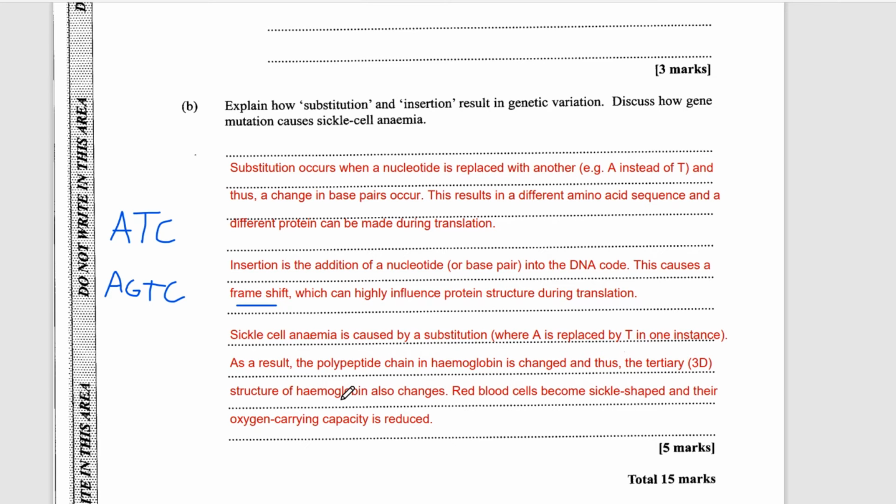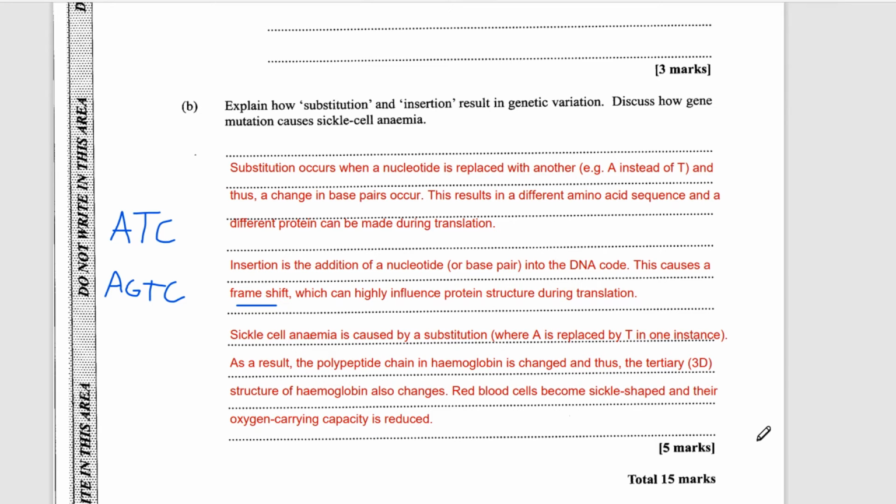So it's kind of like a cascade effect, if you could understand what I mean. If the thing is wrong from lower down, the thing is going to be wrong from higher up, most likely. So the structure of the hemoglobin changes, and the red blood cell, instead of having a biconcave shape, becomes sickle shaped instead. Their oxygen carrying capacity is reduced.